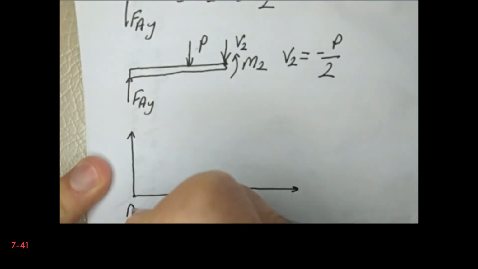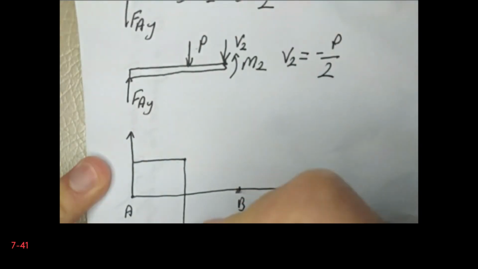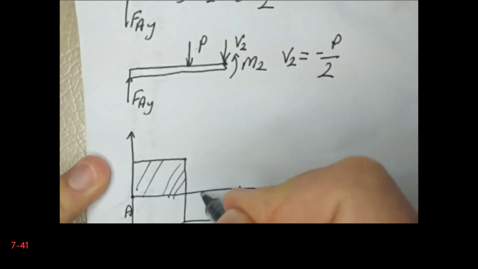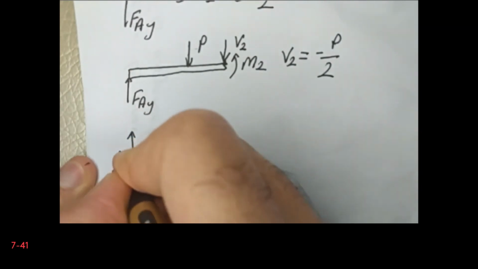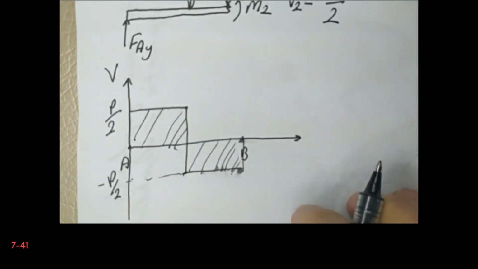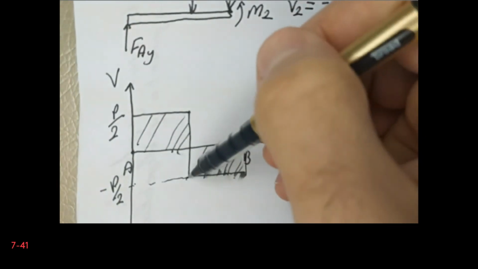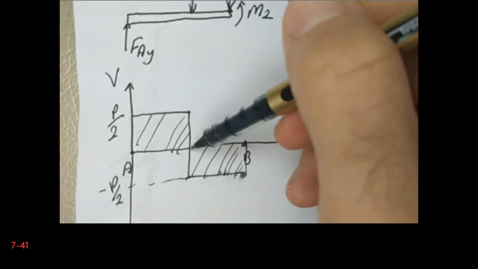So these are the shear forces. Now let's draw the shear force diagram. So I put the origin A and this is B. So it is something like this. So this is P divided by 2 and this is minus P divided by 2, and this is the shear force. So I have minus P divided by 2 between the location where I apply the point load and point B, and it is P divided by 2 between A and the point load. Okay, so these are the forces.